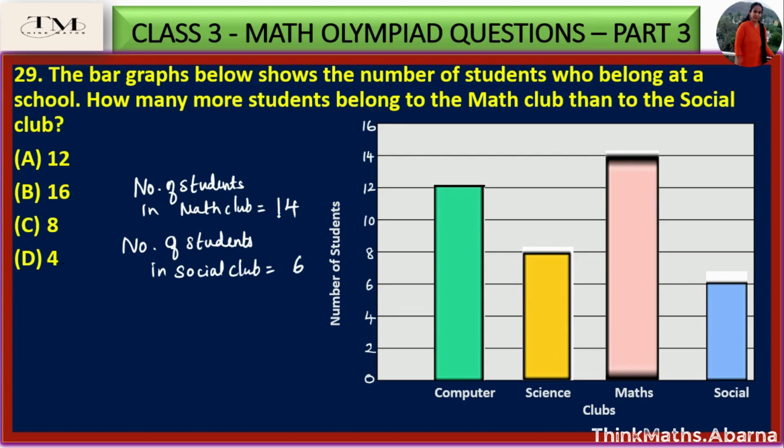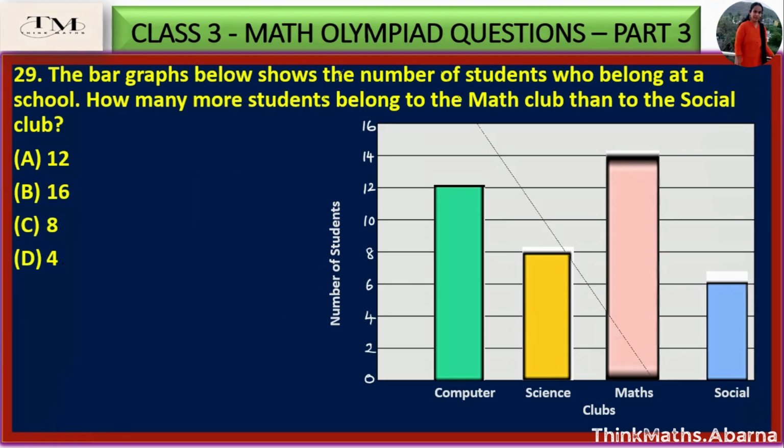So how many more in math club than social club means we have to subtract 14 minus 6. In social club there are 6. In math club there are 14. So there are more students in math club than social club. So how many extra in math club? So that means you have to subtract 14 minus 6. So what is 14 minus 6? It is 8. So there are 8 students more in math club than social club. So option C is our right choice.